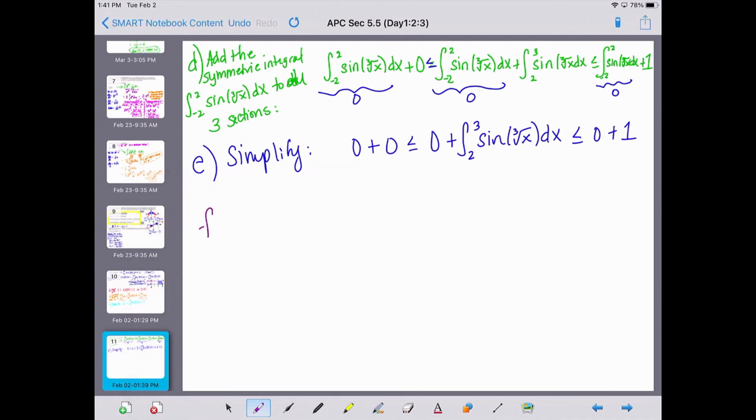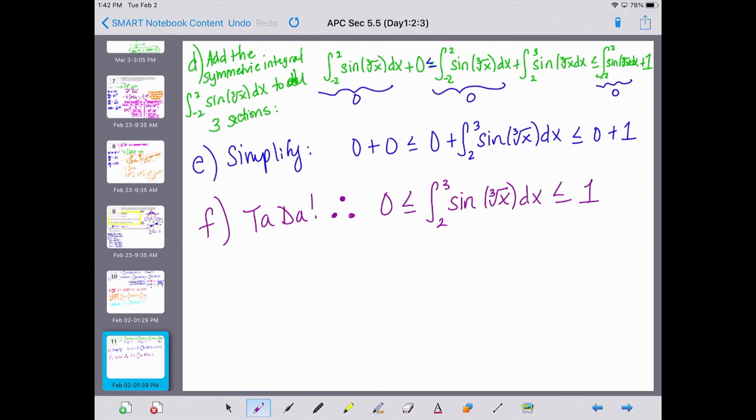And then finally F, which I will call my ta-da step. 0 plus 0 is 0, right? So this is sort of going to be my therefore. So 0 is less than or equal to the integral from 2 to 3 of sine of the cube root of x dx, which is less than or equal to, and 0 plus 1 is 1.